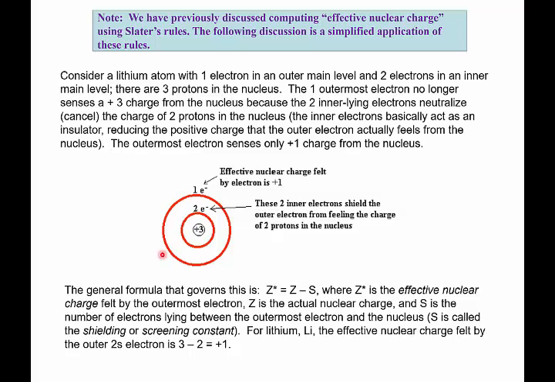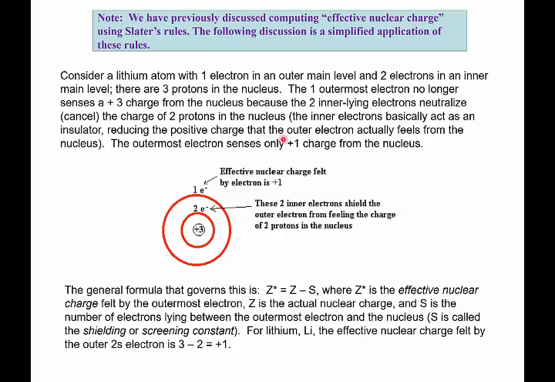I am not going to strictly apply these rules. Rather, we're going to do a simplified application of these rules. Let's look at the lithium atom. It has one electron in the outer main level and two electrons in an inner main level. There are three protons in the nucleus. The one outermost electron really no longer senses a +3 charge on the nucleus. That's, of course, the true charge on the nucleus, because the two interlying electrons basically neutralize or cancel the charge of two protons in the nucleus.